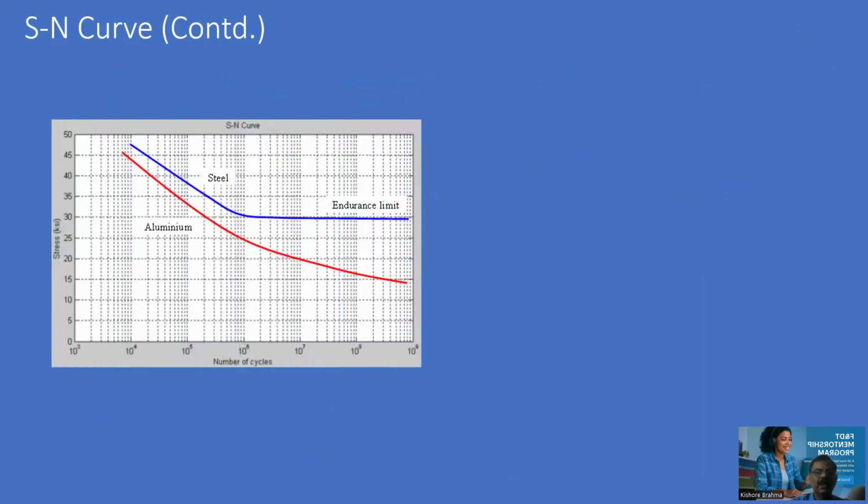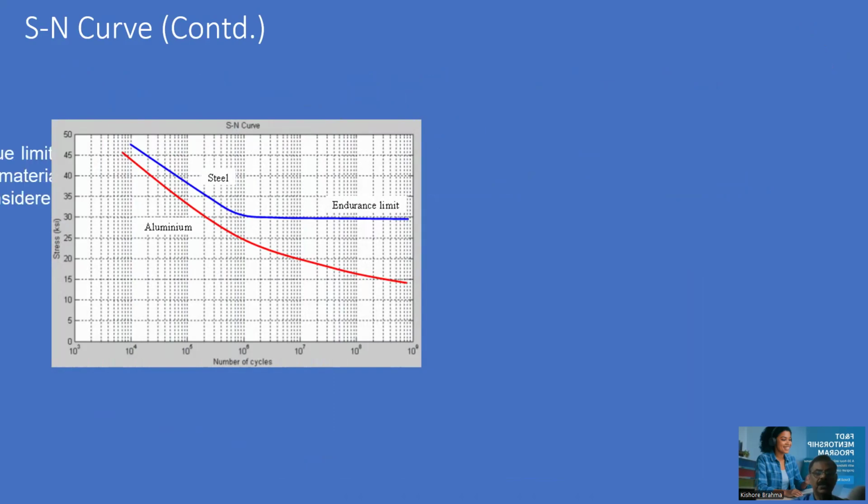Now this is a typical SN curve for ferrous and non-ferrous materials. One can see that in ferrous material, there is a distinct knee point at 10 to the power 6, whereas there is no such knee point observed in aluminum alloy. It keeps on decreasing asymptotically.